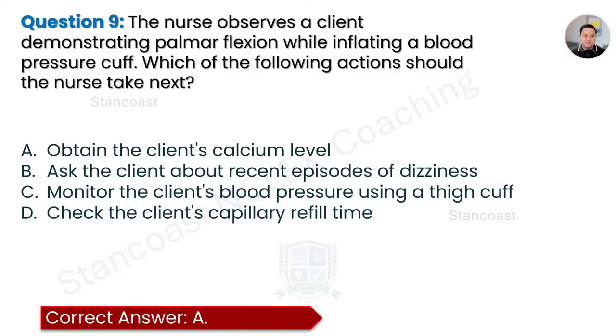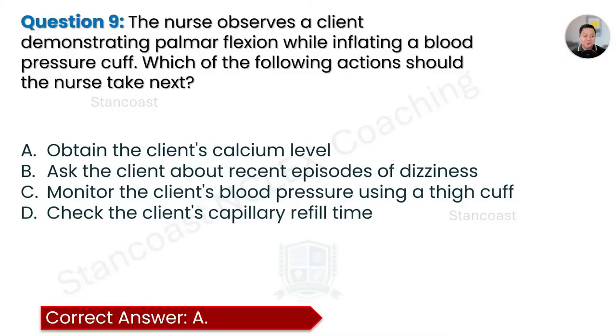The palmar flexion during the blood pressure cuff inflation is the classic Trousseau sign, which is an indication of hypocalcemia. And this will require much more investigation by checking the patient's calcium level to confirm or to rule out electrolyte imbalances. Now, letter B is an incorrect option here. We know that dizziness may occur with any electrolyte imbalance or possibly be related to hypotension, but it's not directly related to the Trousseau sign. And this response does not prioritize addressing the immediate abnormal finding.